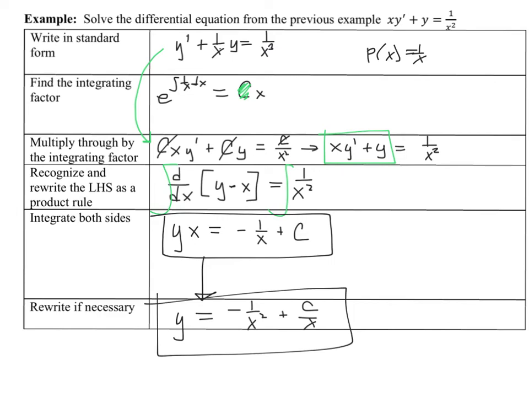This is the process for solving these differential equations. Okay, we write them in standard form, we find the integrating factor, we multiply through by that integrating factor, and when we do that, the left side will be rewritable as a product rule of y times the integrating factor. Then you integrate both sides to wind up with your general solution, and then rewrite if necessary.